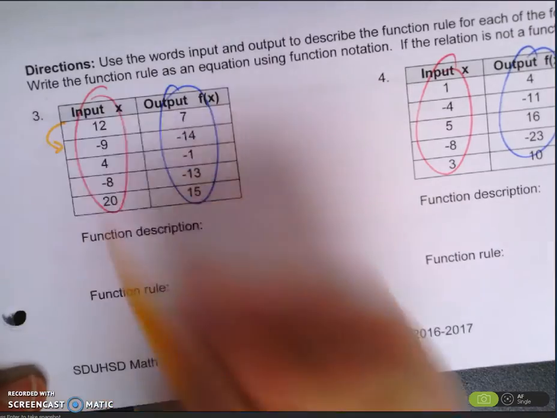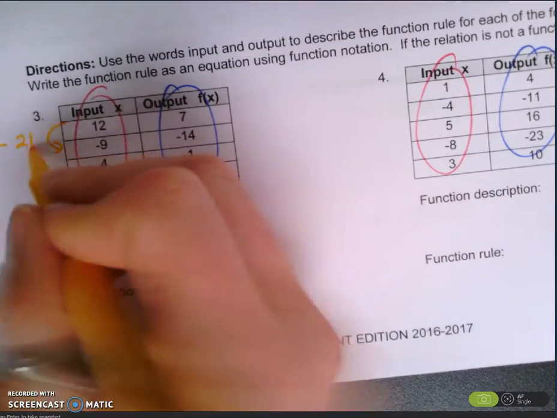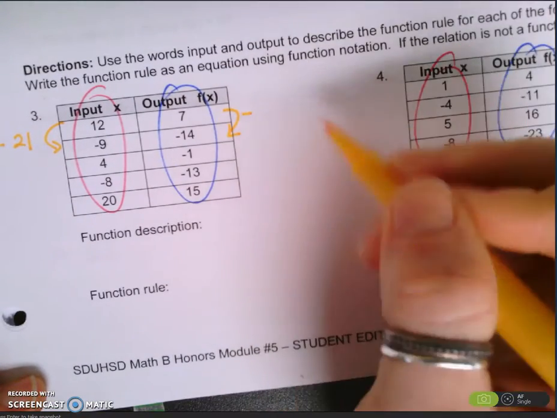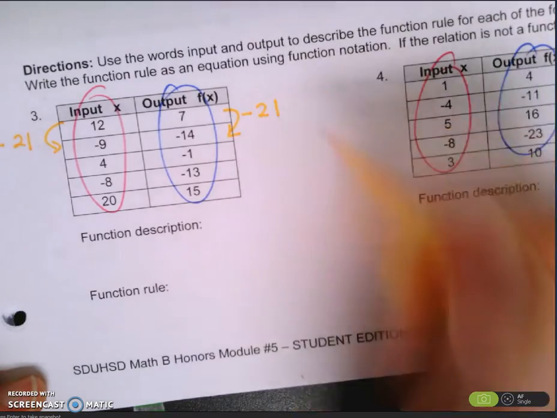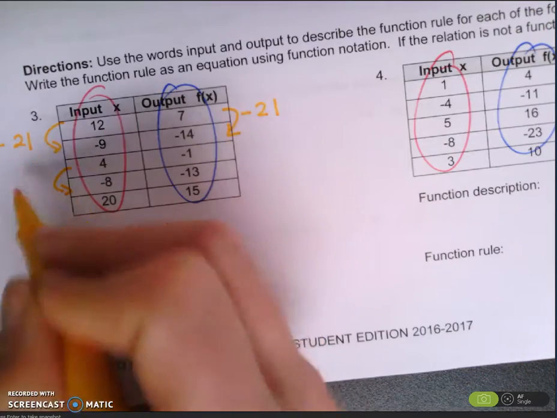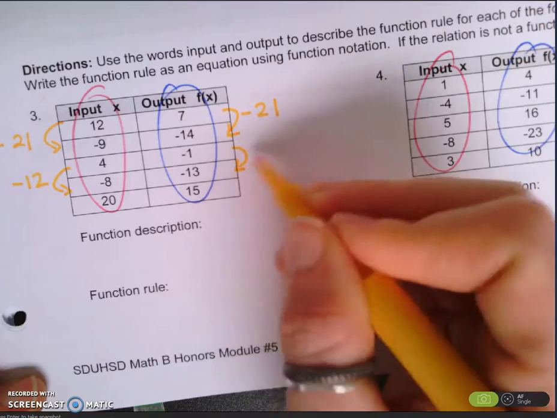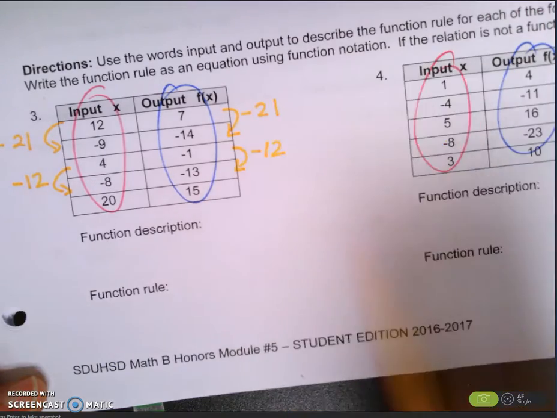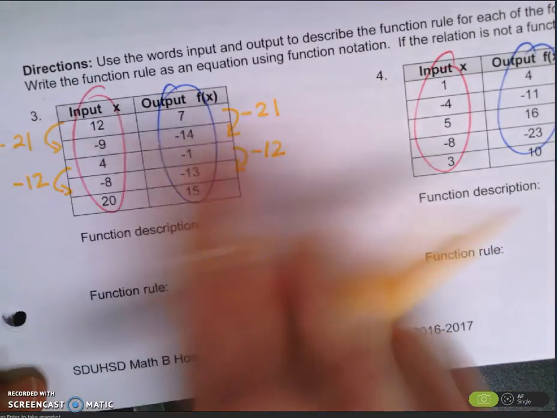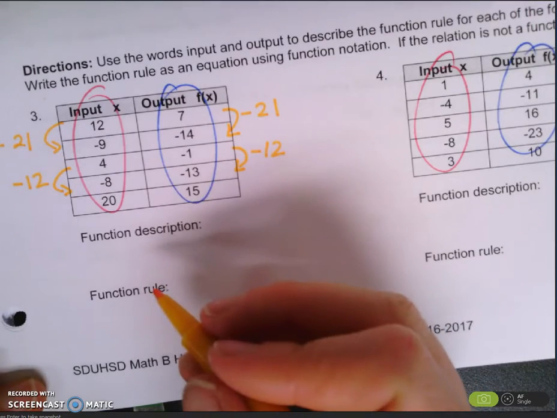So to go from 12 to -9, I need to subtract 21. And to go from 7 to -14, I need to subtract 21. Then let's look at another one to make sure this is linear. 4 to -8, I subtract 12. And -1 to 13, I subtract 12. So I know that my rate of change, change in y over change in x, is 1. So let's take a look.